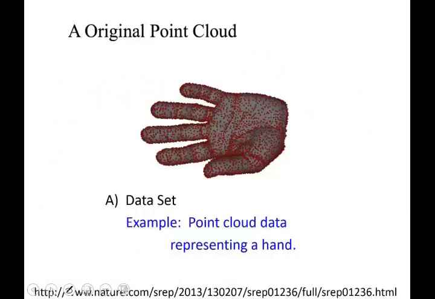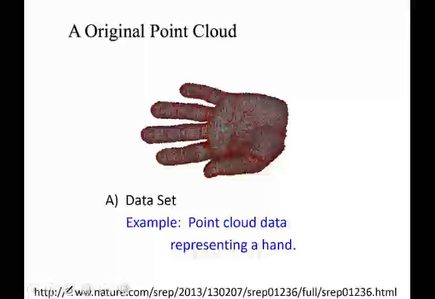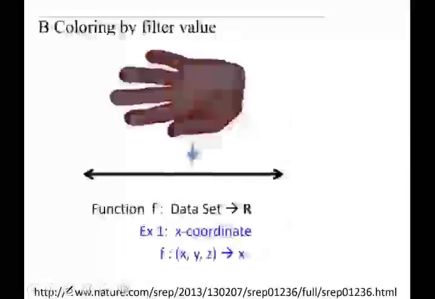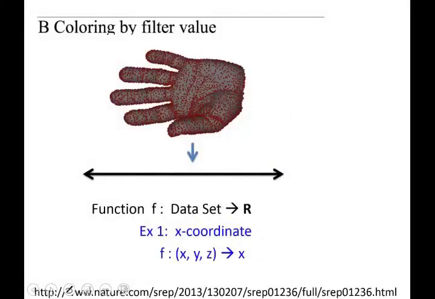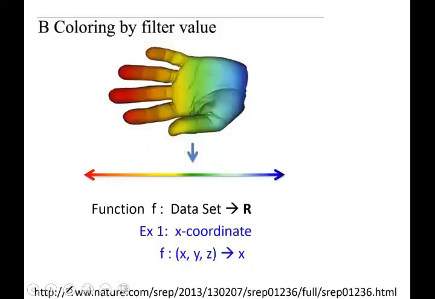So you start off with a data set. In this example, it's point cloud data representing a hand, so you have a bunch of points covering a three-dimensional hand. We then color this data set using a filter function. In this example, we are going to project to the first coordinate. So we will take points here and just project them down to their x coordinate. Thus, we can color our data set using our filter function.